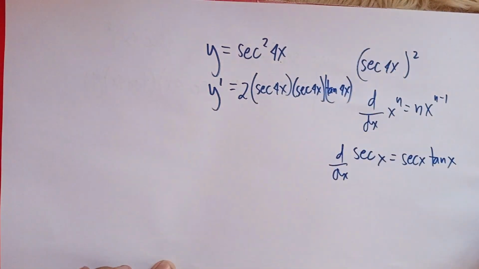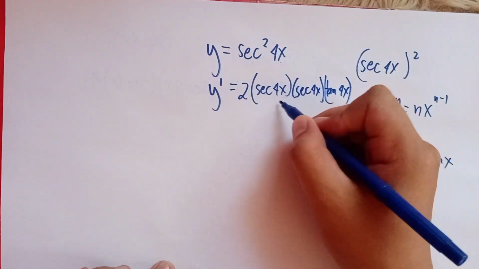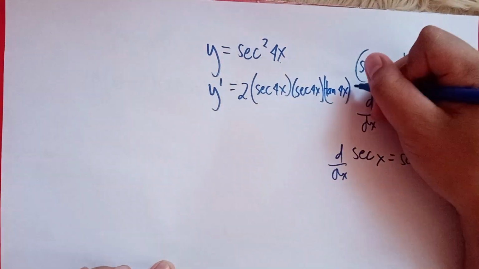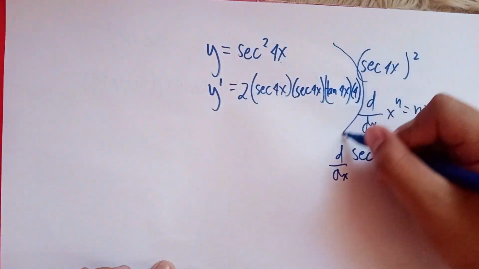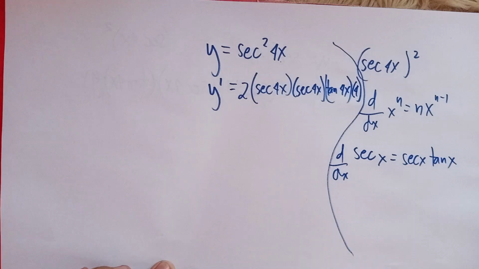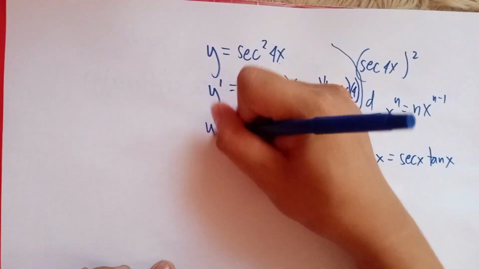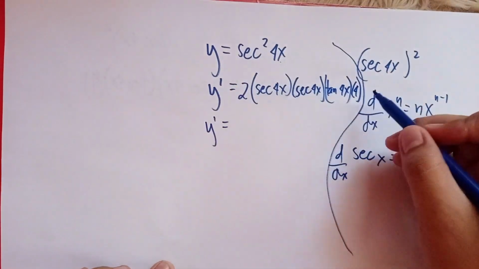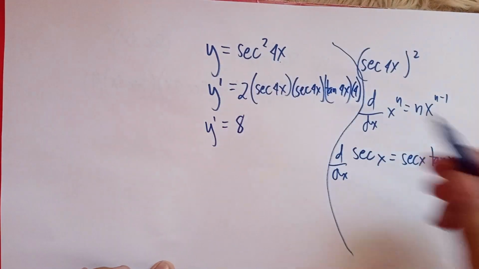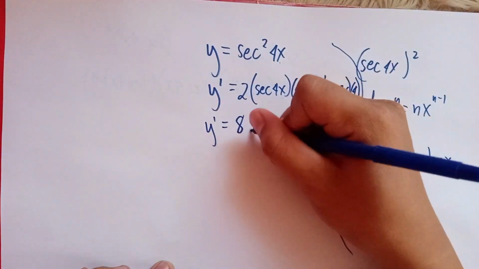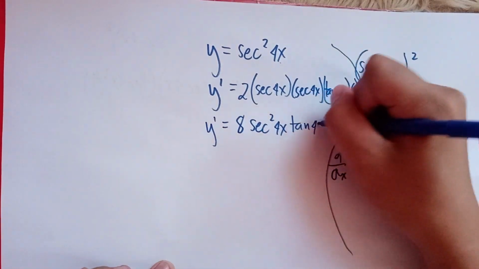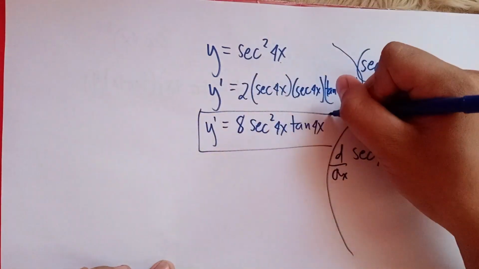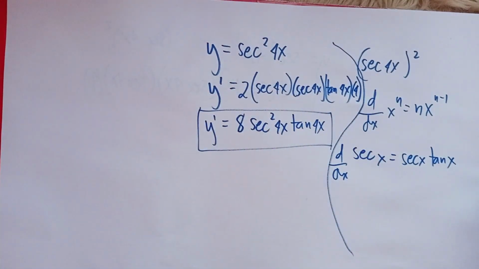Okay. Tapos na ba? Hindi pa. Hindi pa mga boss kasi kukunin pa natin yung derivative ng 4x. Ang derivative ng 4x, yes, tama mga boss. That is 4. Now, simplifying, we have y prime is equal to, so 2 times 4, that is 8, secant 4x times secant 4x, this is now secant squared 4x tangent 4x. So, ito na po yung derivative ng function natin mga boss using the chain rule.